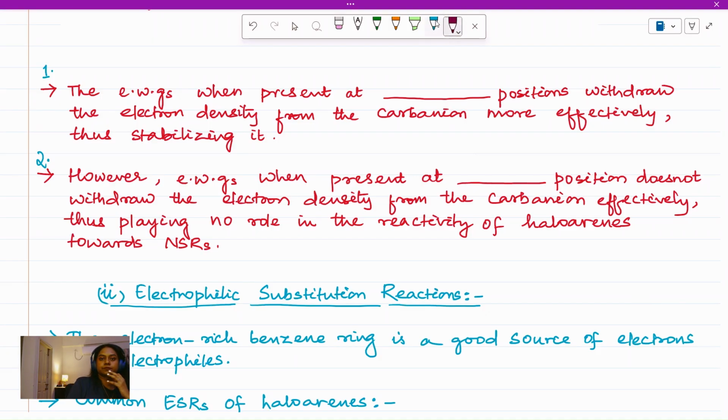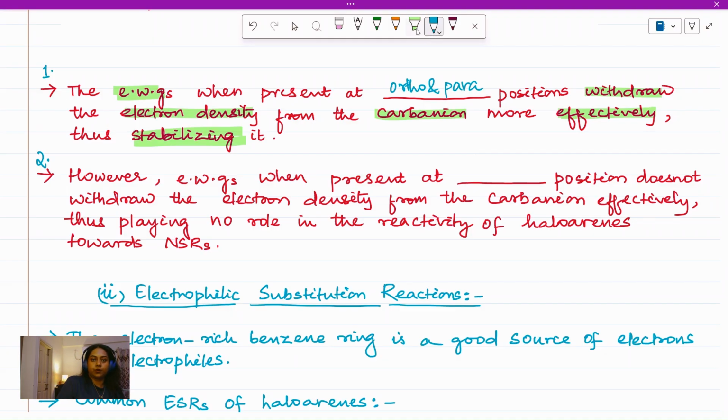It will be ortho and para positions. Okay, what is the first question asking us? It's asking us if electron withdrawing groups are there at what all positions, then they can withdraw the electron density from the carbanion. That just means carbon with negative charge on the benzene ring. We saw which positions can withdraw those effectively, and thus, as a result, they stabilize it. So the answer, we've already seen this, is what all positions? We have ortho and para positions. They effectively withdraw the negative charge which is there on the carbanion, right?